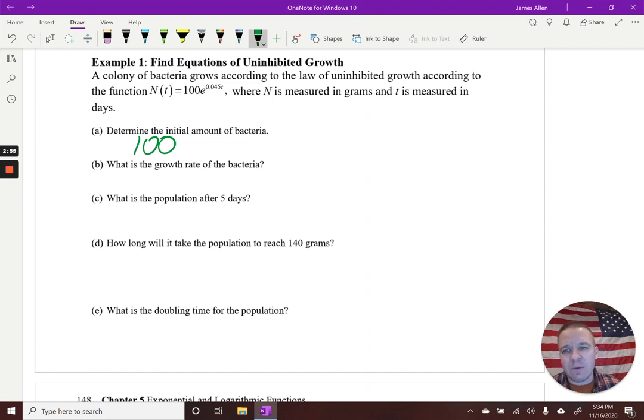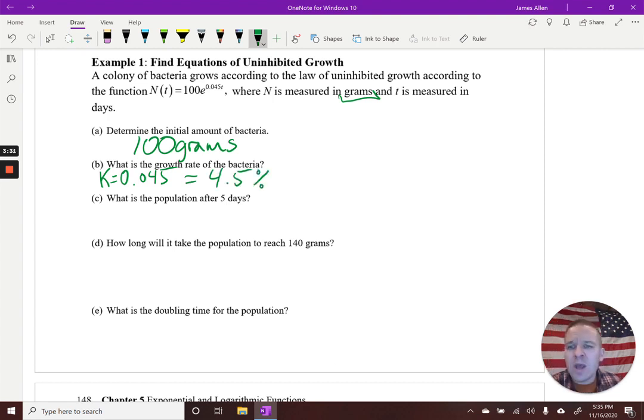So now let's see here. What is the growth rate of bacteria? And actually we have grams here, so this should be grams. All right. What is the growth rate of bacteria? Well, my rate is that k. So k is equal to 0.045 would be my growth rate, which we could convert into a percentage where we could have a 4.5% growth rate.